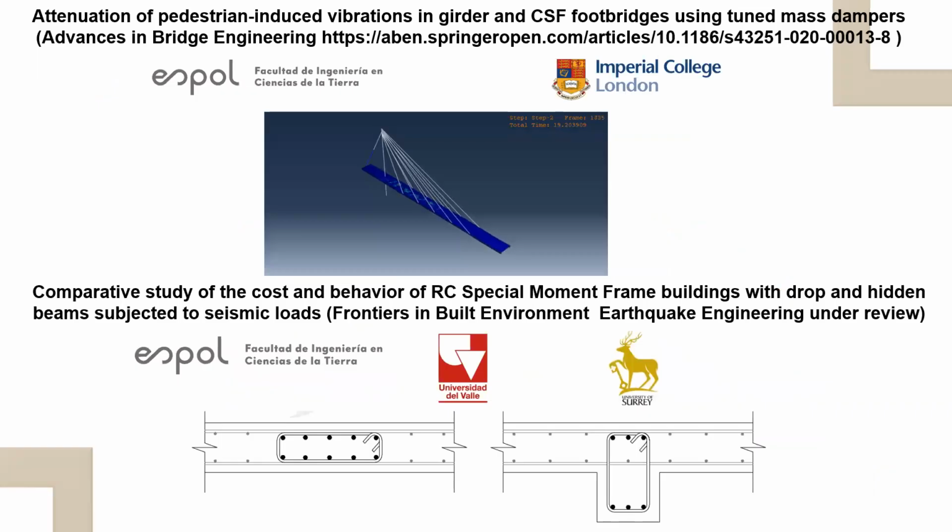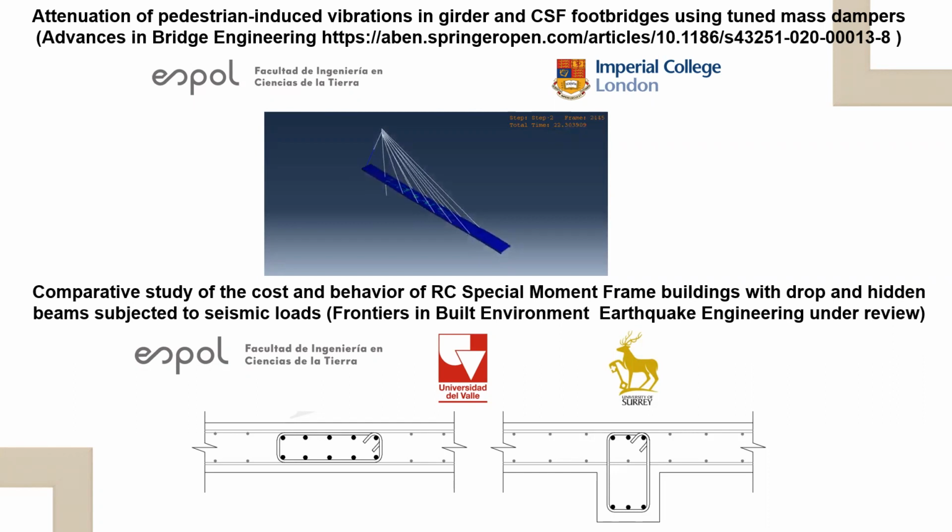So this is the main activities about bamboo structure, and then I will give you an overview of other research that I have studied. For example, the first one is attenuation of pedestrian-induced vibration in girder and cable-stayed footbridges using tunnel mass damper. As you can see here, there is a cable-stayed bridge, and you can see the simulation where the pedestrians are walking along the deck.